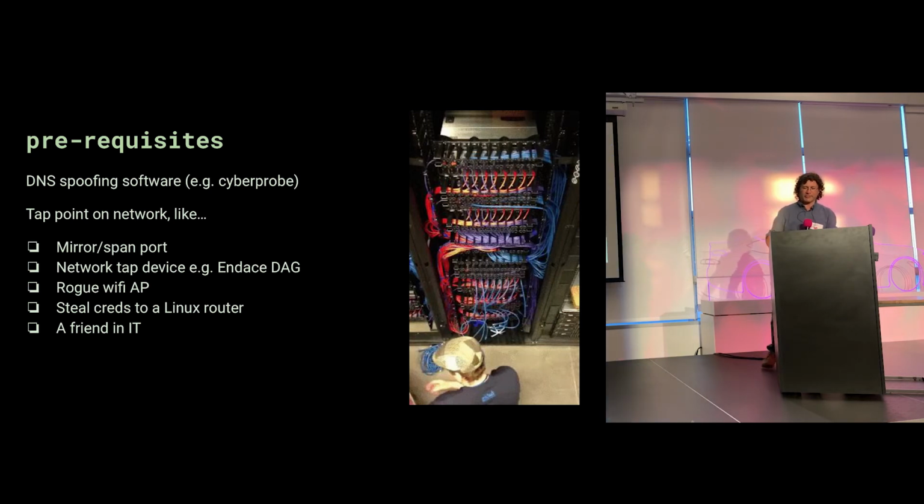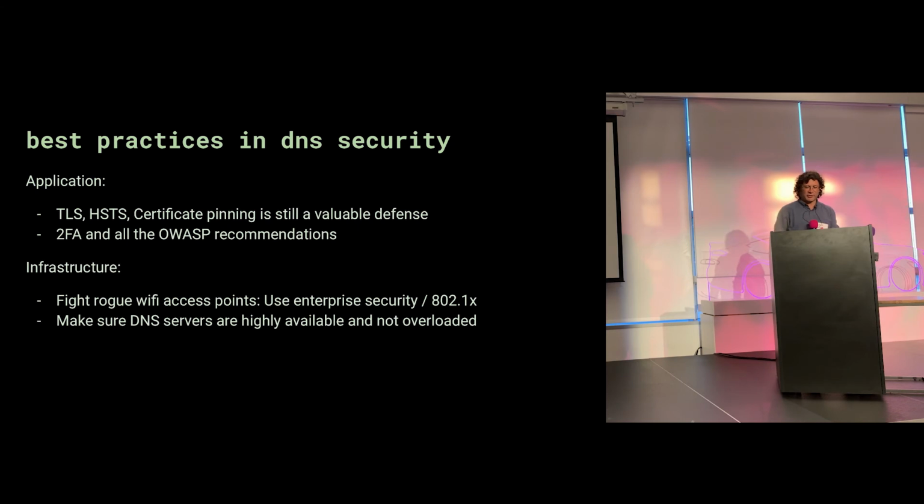So that's the demo. So best practice in DNS security, a lot of the stuff you already know, or you will know if you've read the OWASP website. The application security provides a lot of security here. The TLS, HSTS certificate, but even though the red team can have a go at those, they're still valuable defenses. 2FA, everything you read on the OWASP site. I guess there's some things that are worth calling out specifically about DNS.